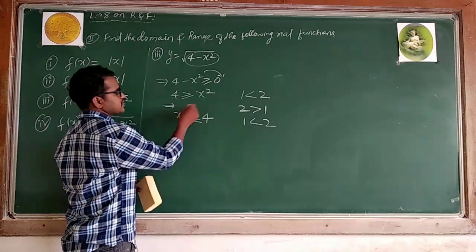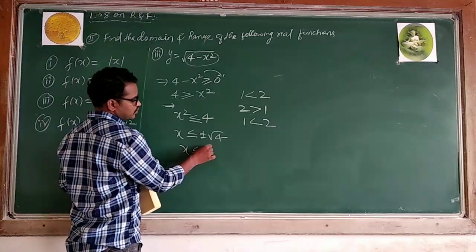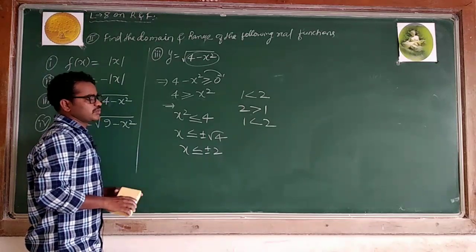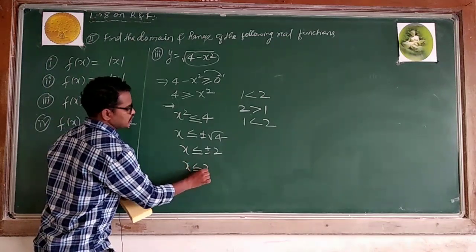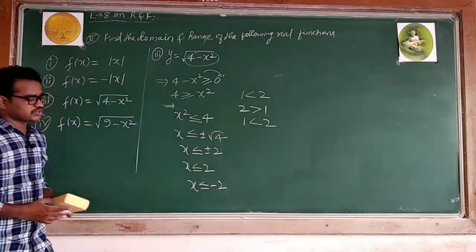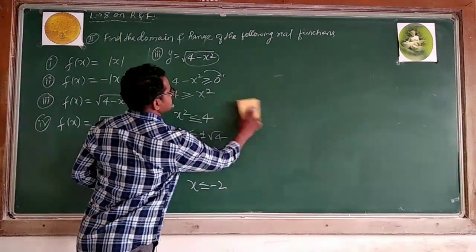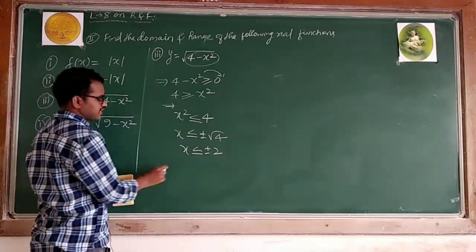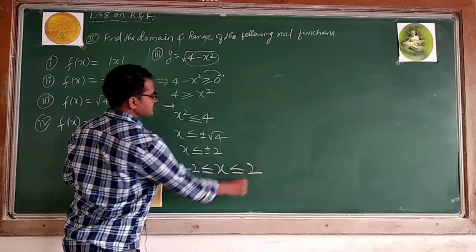Taking x square to that side, less than or equal to plus or minus root 4. Means what you will get? x is less than or equal to plus or minus 2. Means x is less than or equal to 2 and x is greater than or equal to minus 2. According to this, x value lies in between. It implies that minus 2 is less than or equal to x is less than or equal to plus 2.